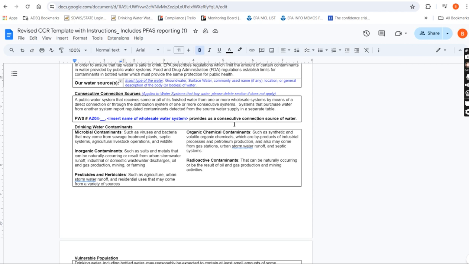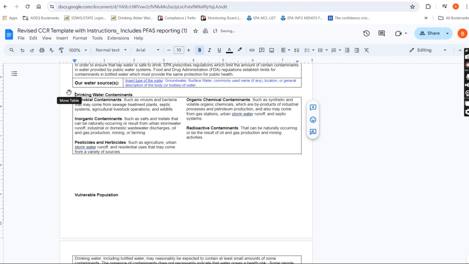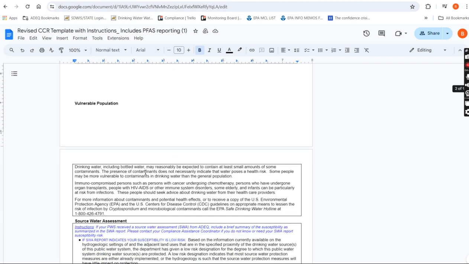If you do not buy or sell water to another system, you can remove this section entirely. I'll show you here. You can just delete it out. Drinking water contaminants. These definitions need to be included as written, as do these statements about vulnerable populations being particularly susceptible to certain contaminants in the water.